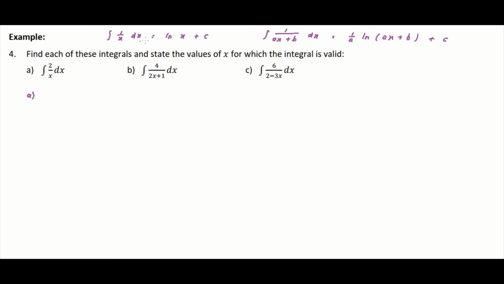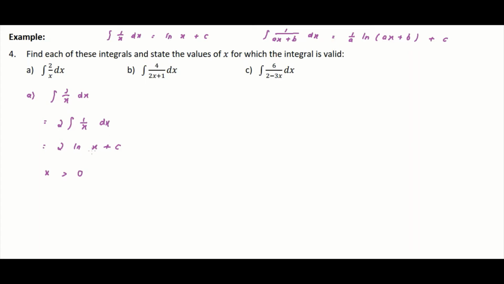Okay, number A. You can realize that for the formulas we have here, both numerators are 1. So the first thing we might need to do for all these questions is to bring out the constant. So 2 times the integral of 1 over x dx. Then you just integrate whatever is in your integral, so you have 2 ln modulus x plus c. In this question, they also want you to write down the values of x for which the integral is valid. So in this case, your x must be greater than 0.